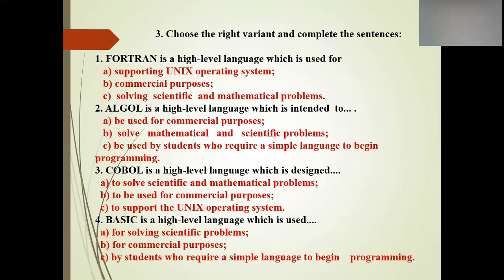Exercise number 3, choose the right variant to complete the sentences. There are given only 4 sentences. You should find the right answers. Fortran is a high-level language which is used for, and there are 3 answers given. The next, Algol is a high-level language which is intended to. The next, COBOL is a high-level language which is designed. The fourth, BASIC is a high-level language which is used. I think this task is not so difficult.